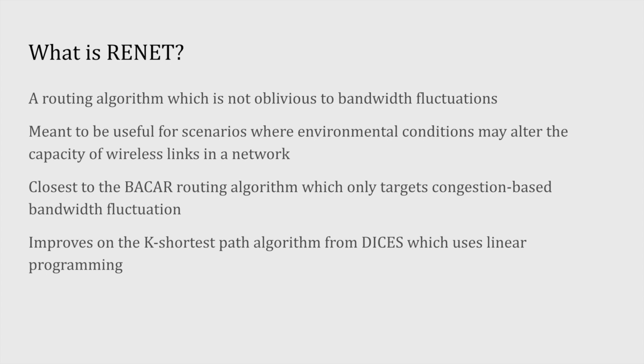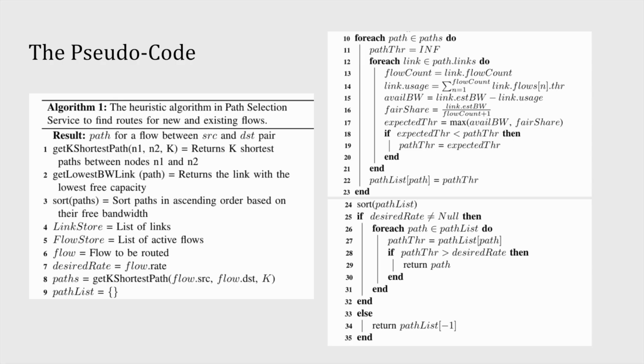The main innovation over previous algorithms is, first, RENET handles physical fluctuations in bandwidth, not just congestion changes. And two, RENET uses a heuristic routing algorithm, which is faster than existing baselines.